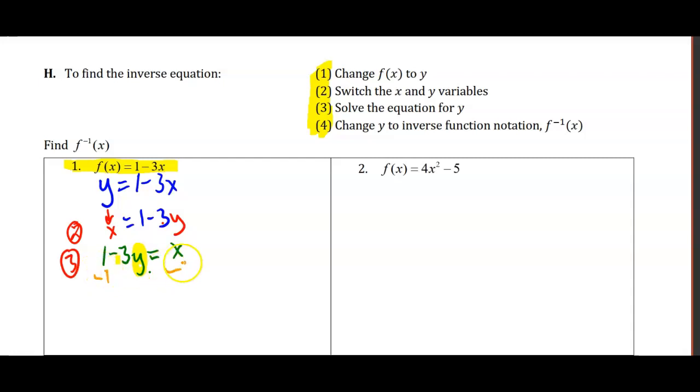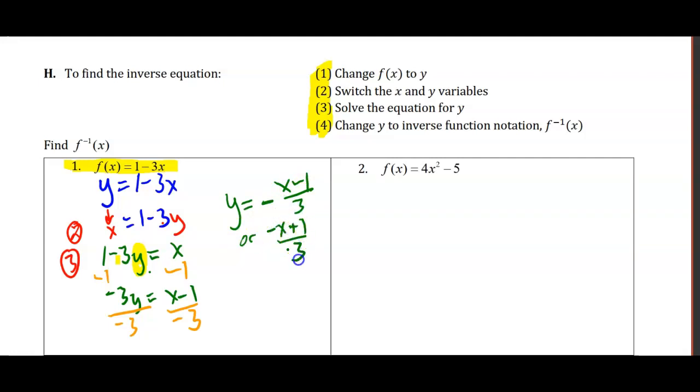So subtracting 1 from both sides. Negative 3y equals x minus 1. Divide by negative 3 both sides. I end up with y equals, just going to put the negative out in front, I guess, negative x minus 1 over 3. Or I could write negative x plus 1 over 3.